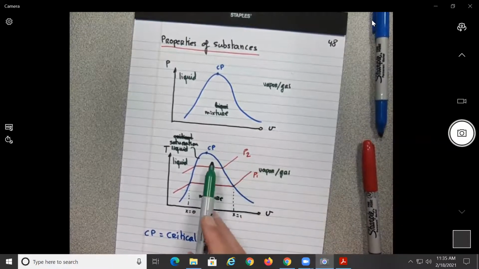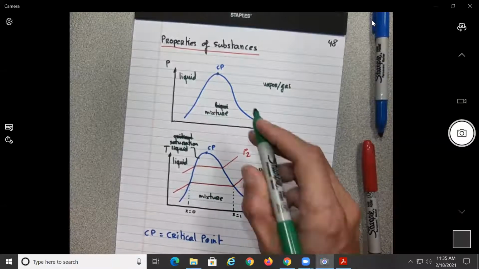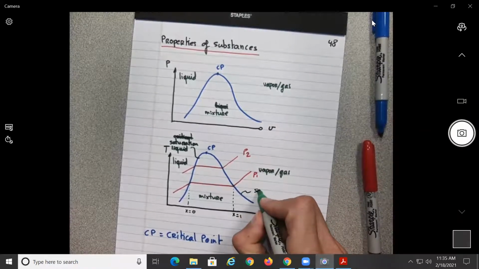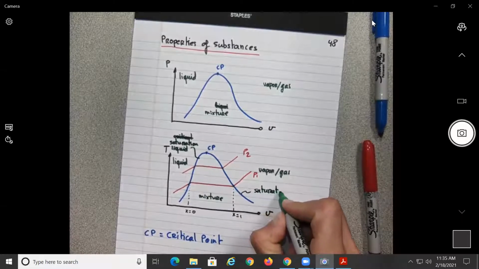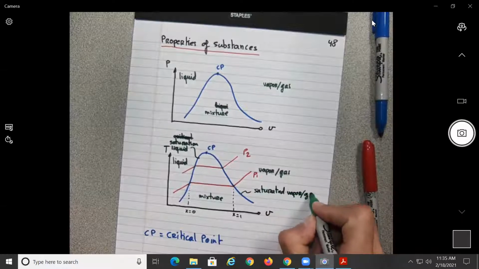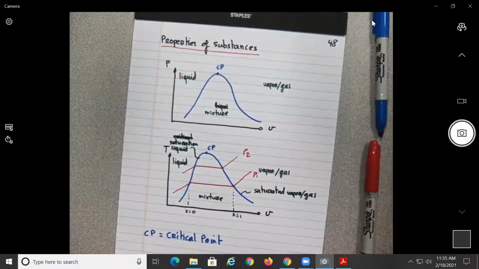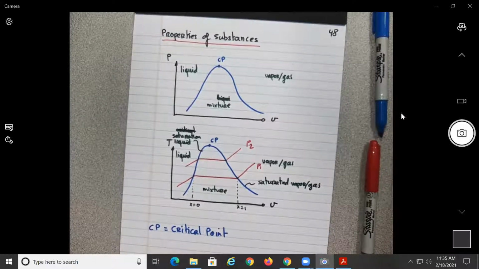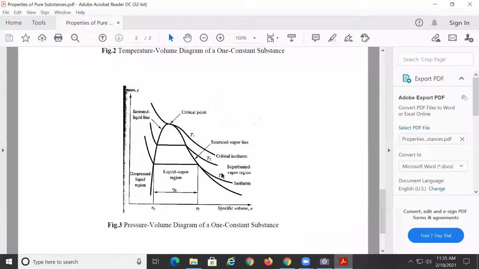Yeah? And this line from here to the right will be called the saturated vapor/gas. Okay? Which is what you had on this figure over here. Let's go back to this one. You see here what you have. This is a critical point. This is the saturated liquid line. Okay, from here, this is a saturated liquid line. And from here to here, this is the saturated vapor line. Okay, it's the same thing.